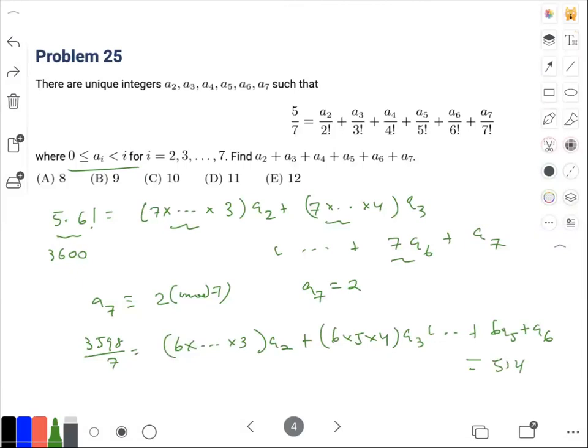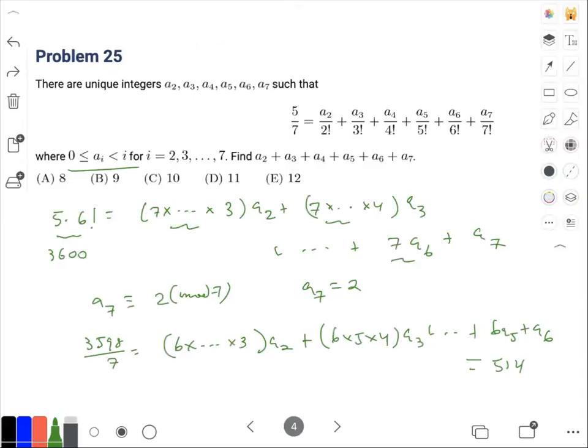Again, I have a bunch of 6's now, so I'll take mod 6 on both sides. Therefore, a6 is congruent to 514 mod 6; 514 divided by 6 is 85 with a remainder of 4, so that's 4 mod 6. By the restriction, we know that a6 is equal to 4. Now you see the pattern. We plug in a6 equals 4, and we rinse and repeat.